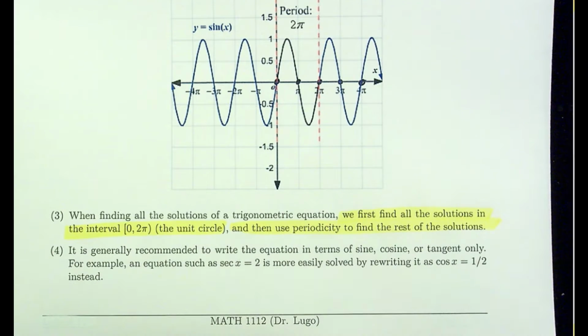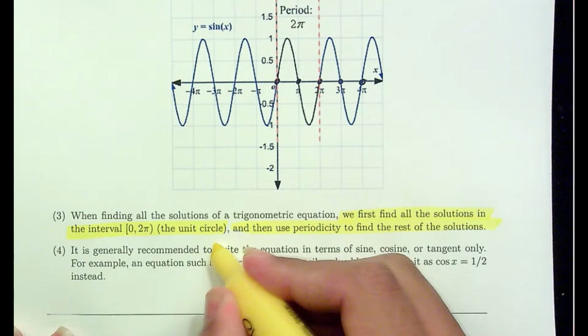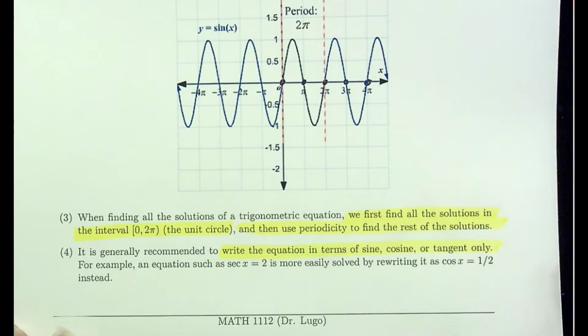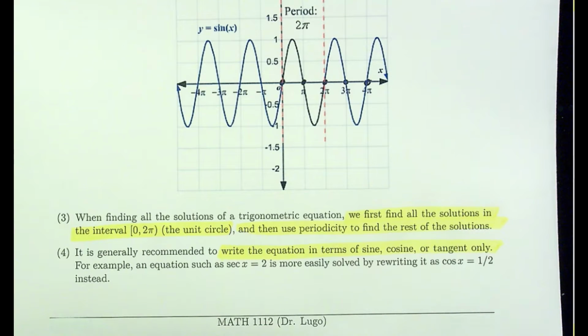But okay, the last thing is it is generally recommended to write the equation in terms of sine, cosine, and tangent only. These are the basic trig functions that are easiest to deal with, so that's why it is recommended.